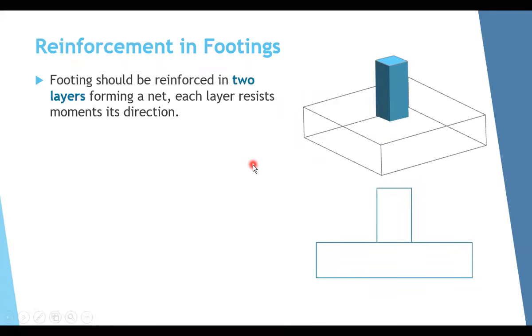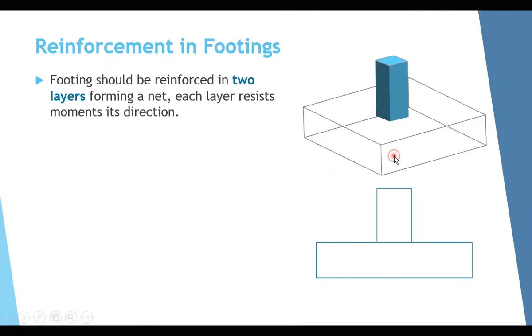Some detailing about reinforcement in the footing. First, the footing should be reinforced in 2 layers. This footing should have 2 layers, both of them at the bottom side of the footing. Okay, each layer resists the moment in its direction.